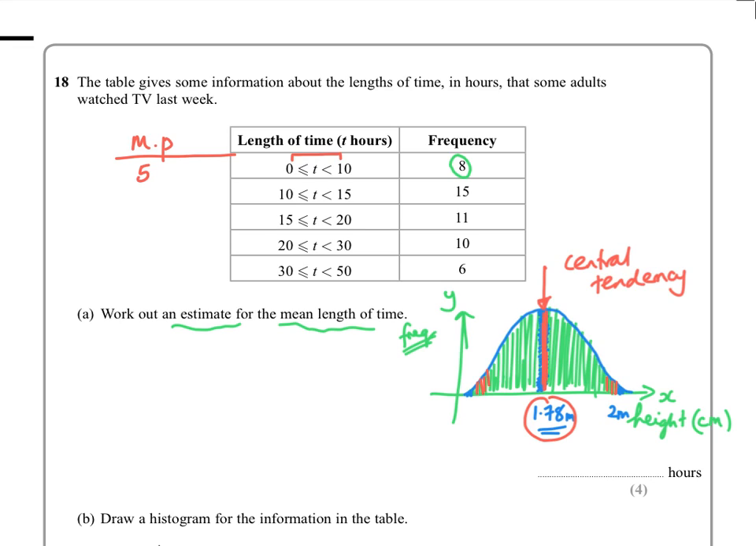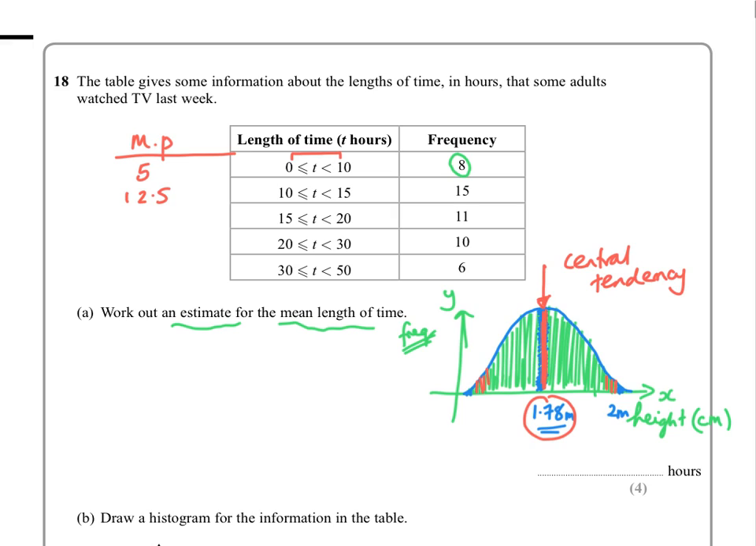Okay, so we'd have 8 lots of 5 and 15 lots of, 15 and 10 you can do on the calculator, halved is 12.5. The next one will be 17.5, and then we'd have 25. Be careful, this was an interval width of 5, this is 10, so be very careful. And this one, 30 and 50 is 80, halved is 40.